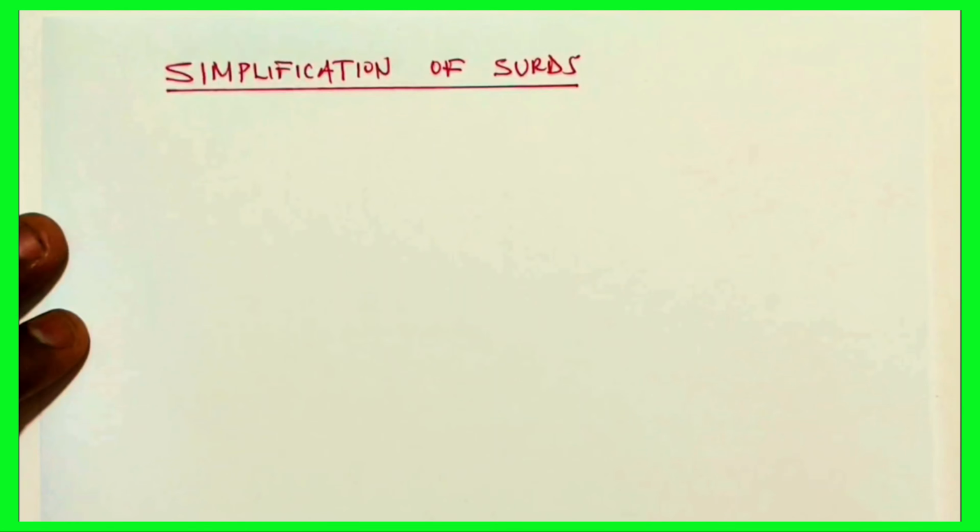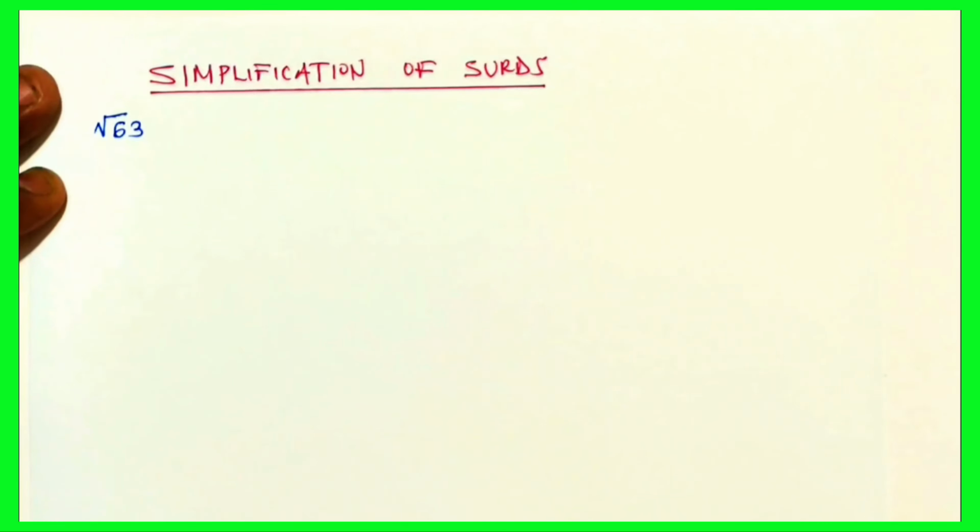Let's consider simplification of surds. From what we've learnt about surds, we can easily conclude that all prime numbers will be surds, and therefore, this is how we can simplify surds. Let's see how we can simplify surds using prime factorization.